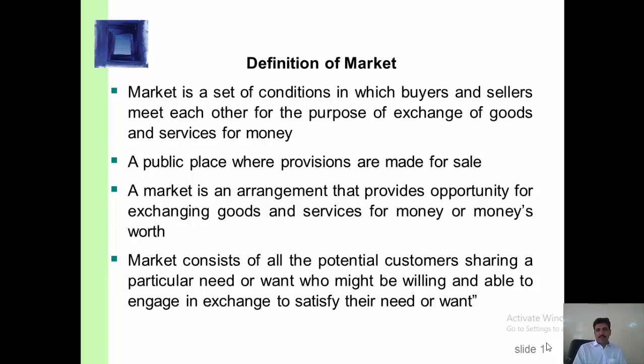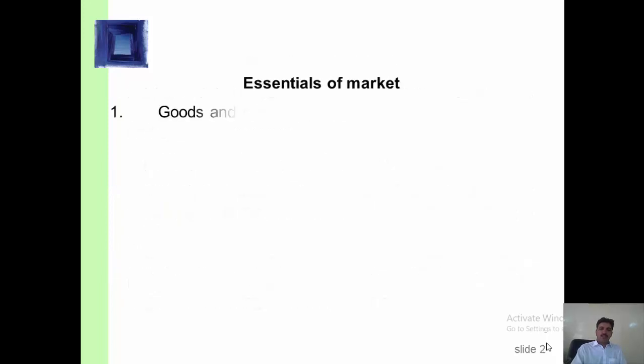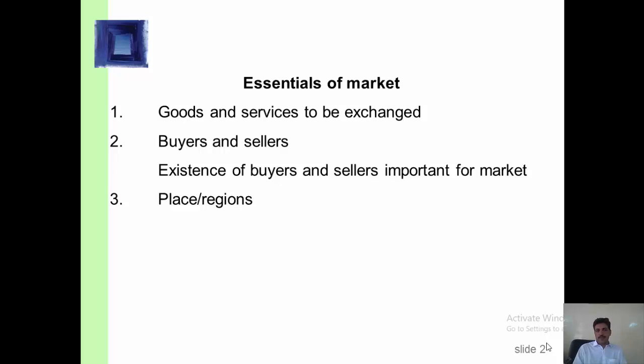So in that animal market, you were the buyer and there was a seller as well. The product whose sale was carried out were the animals: goats, sheep, cows, oxen, etc. So there are three things necessary for the existence of the market, called the essentials of market: the goods and services to be exchanged, buyers and sellers, and place and region. In the particular case of the Eid al-Adha mandi, the goods were the animals, you were the buyer, there were sellers as well, and the place was the mandi. So these are the essentials of a market.